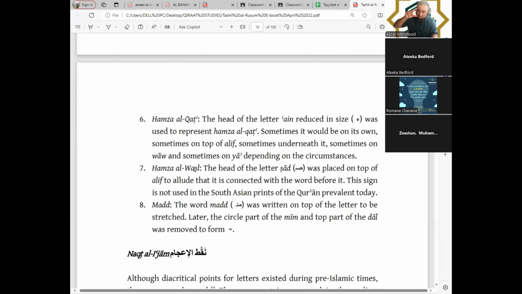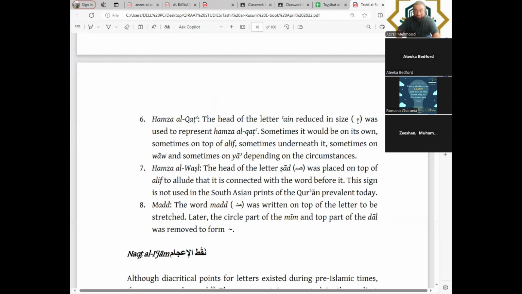So the Hamzatul Wasl comes in as a temporary measure. When we say Hamzatul Wasl, it means a Hamza which comes at the beginning of a word temporarily to ensure that the word can be read without any difficulty. And Hamzatul Qat is that which is at the beginning of words. So it talks about the head of the letter Ain. Very interesting.